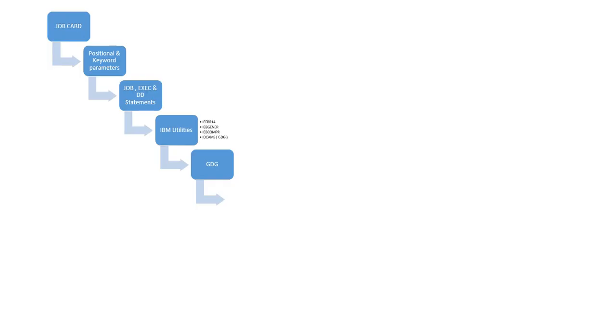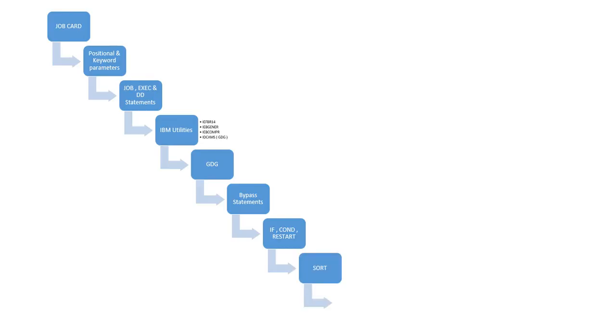The important thing is the GDG. In GDG, we have seen the different parameters like scratch, no scratch, empty, no empty. How do we access the data sets, like 0, minus 1, minus 2, and plus 1. How the base is created, what the limit is, how we copy, what the versions are, and how to identify whether a file is a GDG base or not. We have also seen several bypassing techniques like IF COND and RESTART. Then we saw different kinds of sort techniques, like FORMULAS, EQUALS, COPY, XM, INREC, OUTREC, and INCLUDE conditions. Finally we have seen the proc, in-stream proc and catalog proc.